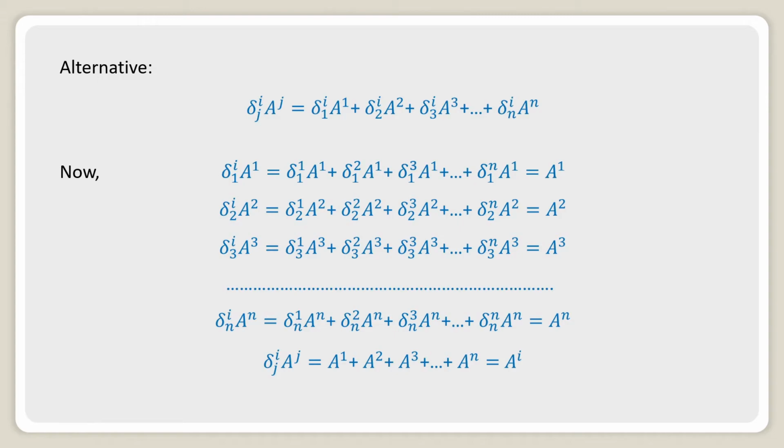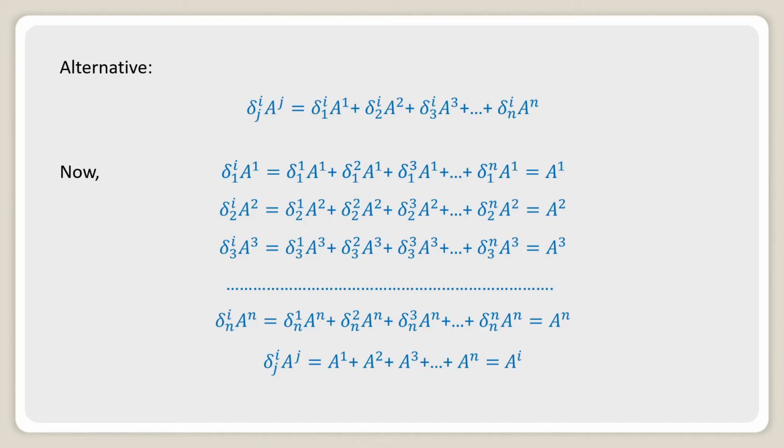Similarly, whenever the value of i is equal to n, we will get the last equation, that is delta 1n into a_n plus delta 2n into a_n plus delta 3n into a_n plus dot dot dot. The last term is given by delta nn into a_n, which is equal to a_n, because all other terms except the last term will be 0. From the last term you will get only a_n, because the value of delta nn will be 1.